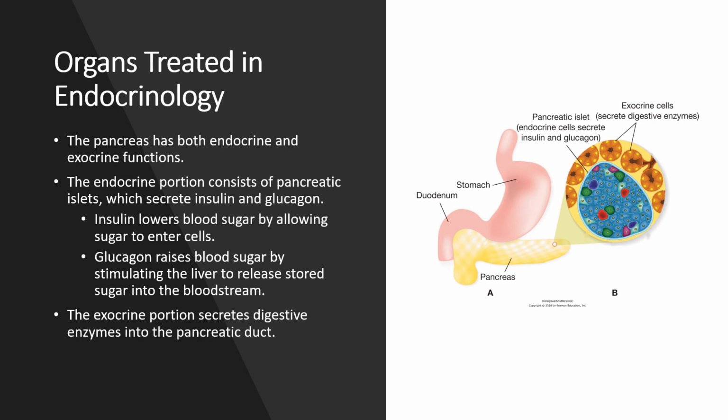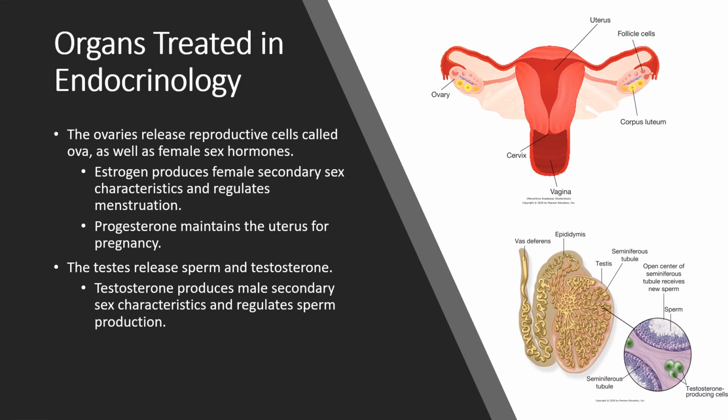The ovaries release reproductive cells called ova, as well as female sex hormones. Estrogen produces female secondary sex characteristics and regulates menstruation. Progesterone maintains the uterus for pregnancy. The testes release sperm and testosterone. Testosterone produces male secondary sex characteristics and regulates sperm production.